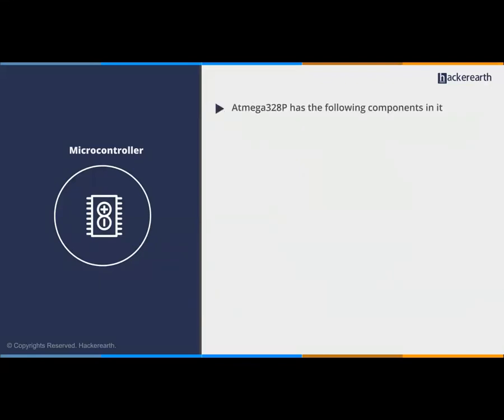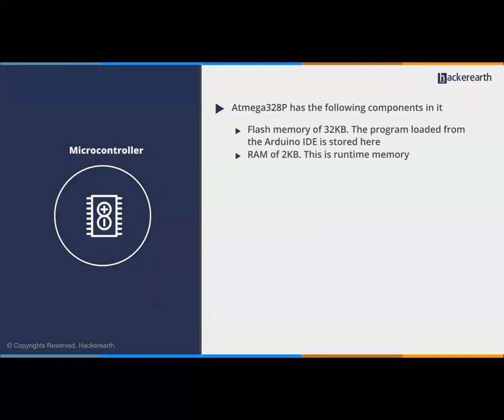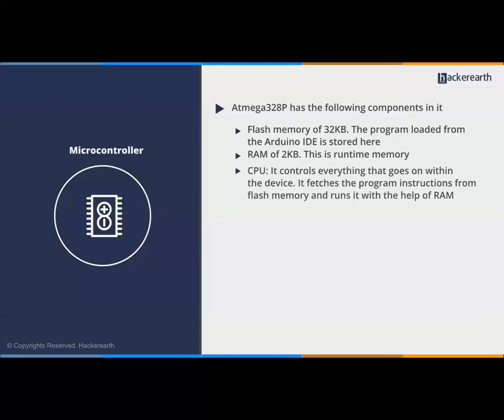ATmega328P has the following components in it: flash memory of 32 KB. The program loaded from the Arduino IDE is stored here. RAM of 2 KB. This is runtime memory. CPU. It controls everything that goes on within the device. It fetches the program instructions from flash memory and runs it with the help of RAM.